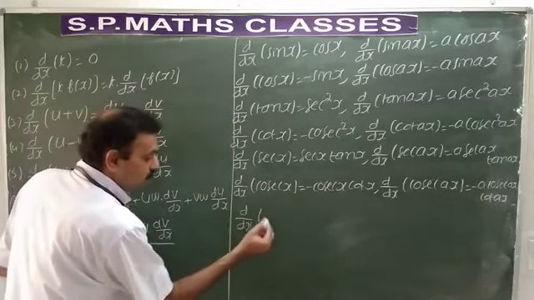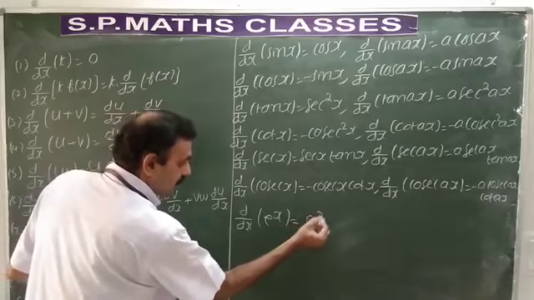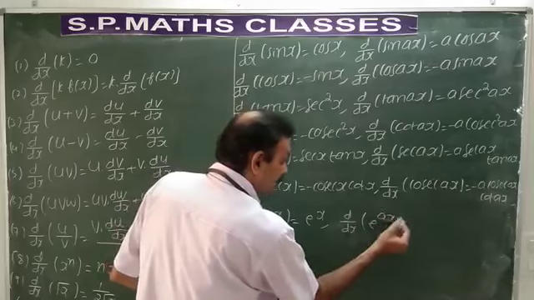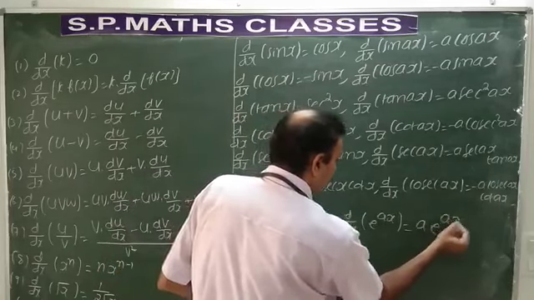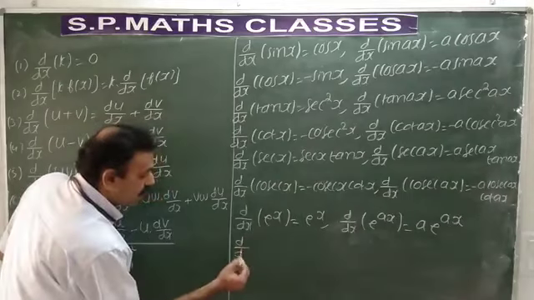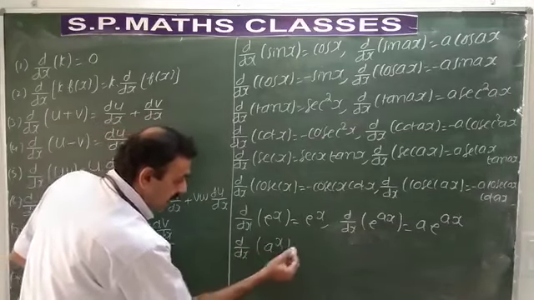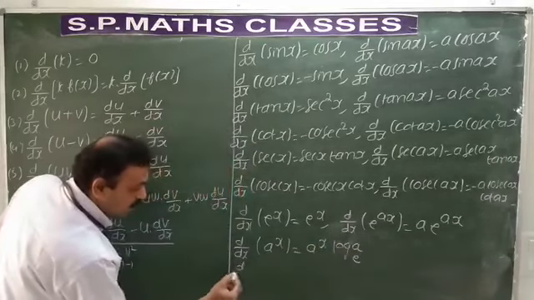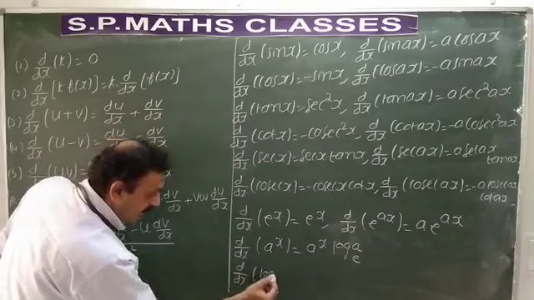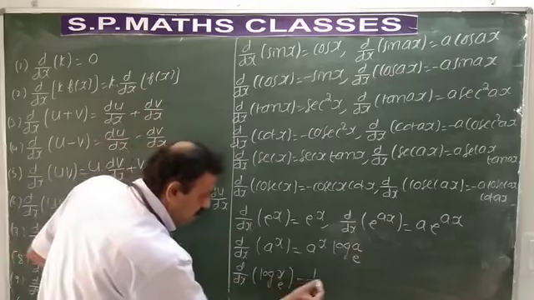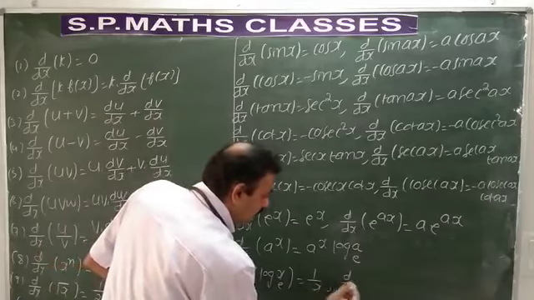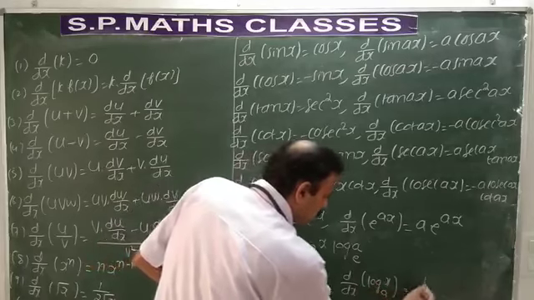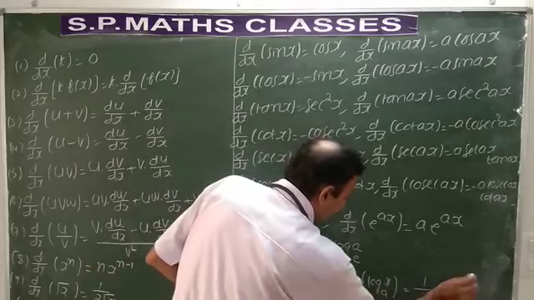d by dx of the exponential function e power x is e power x. Suppose you want d by dx of e power ax, it is a into e power ax. You want d by dx of a power x, it is a power x into log a to base e. Suppose you want d by dx of log x to base e, it is 1 by x. Suppose you want d by dx of log x to base a, it is 1 by x into log a to base e.